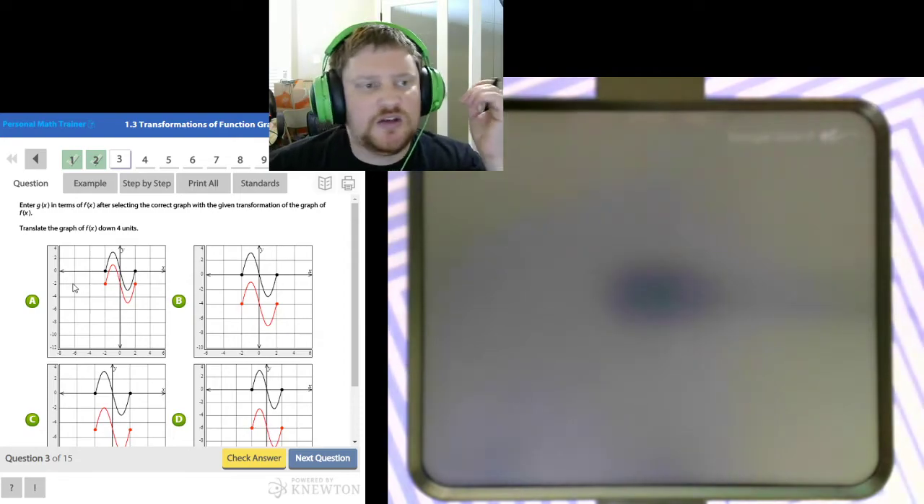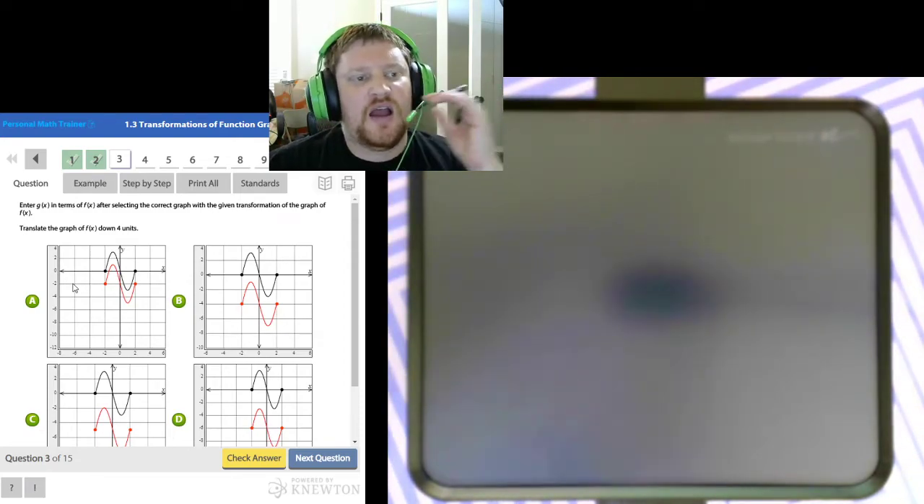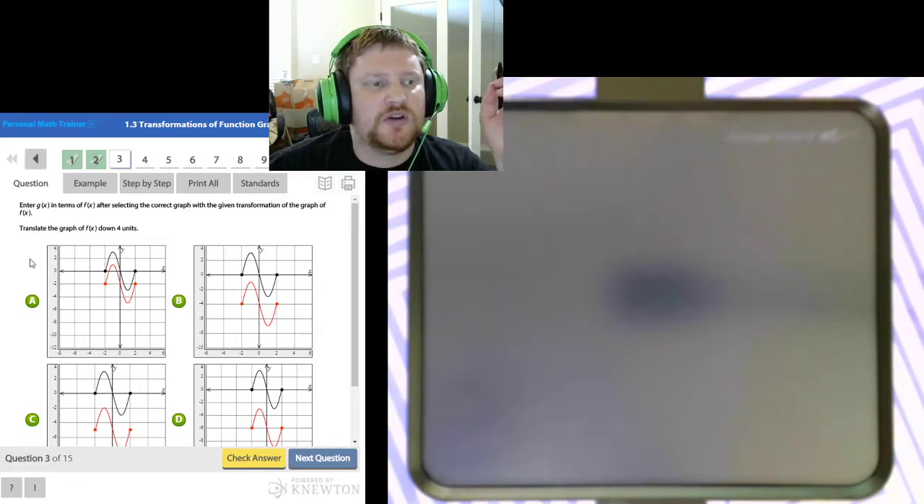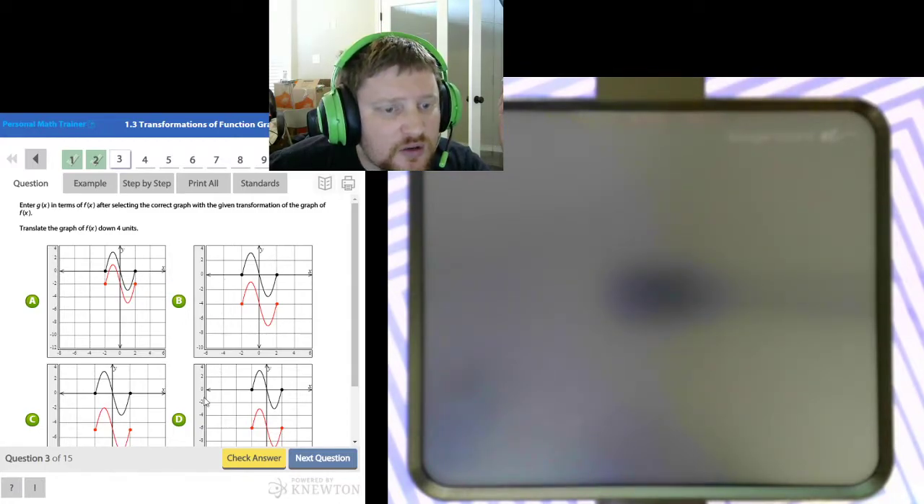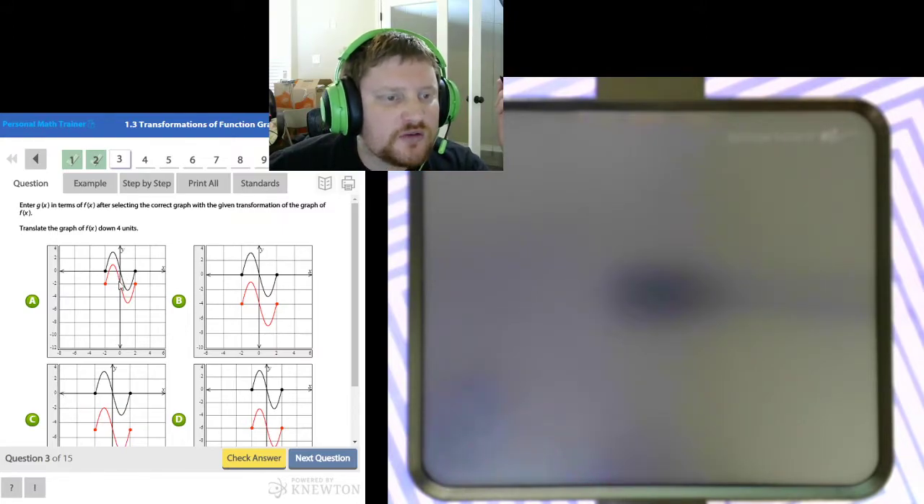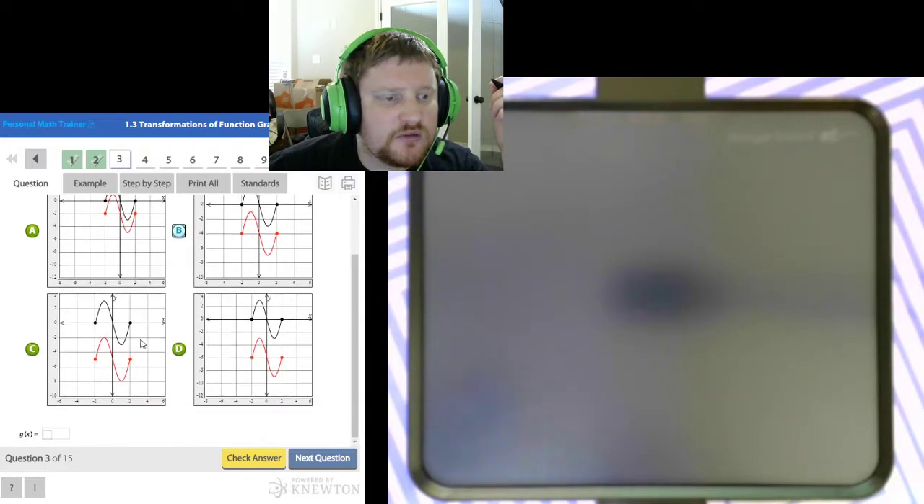Enter g of x in terms of f of x after selecting the correct graph with given transformation of the graph f of x. So once again, same thing, different graph shape. So we want to translate f of x down 4 units. So it looks like once again our scale is by 2's. So this graph shifts down 2. This graph shifts down 4. So B is our most likely answer. Let's double check the others though. This goes down 5. This goes down 6. So B is definitely our answer.